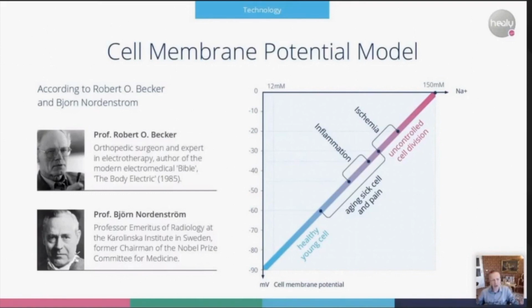This model actually goes back to two great researchers, Robert Becker and Björn Nordenström, and especially Björn Nordenström. Both of them are amazing pioneers with a very strong standing in the scientific community. Björn Nordenström was even the former chairman of the Nobel Prize Committee for Medicine.